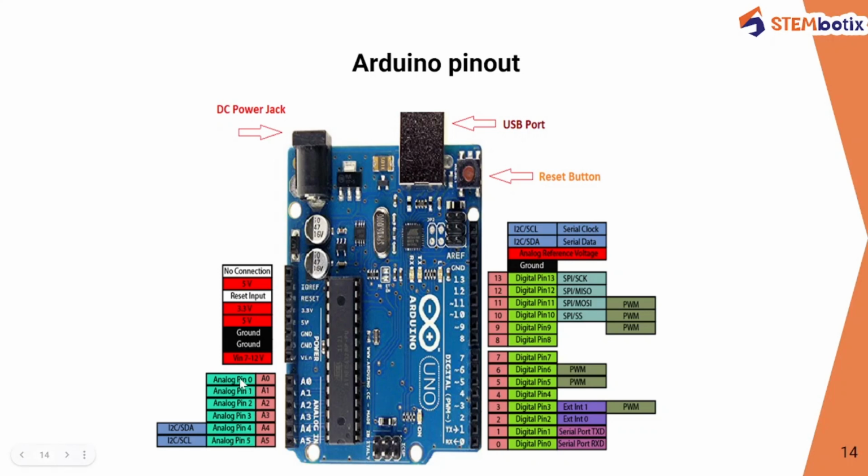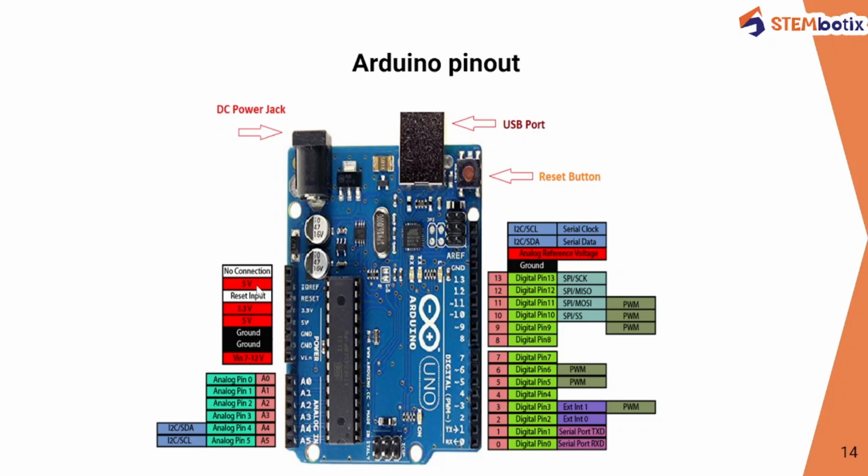Here you can see the analog pins. As I mentioned previously, the analog pins are used to take analog signals from any devices which are connected to our microcontroller board. The analog pins are just used to take input from the devices.